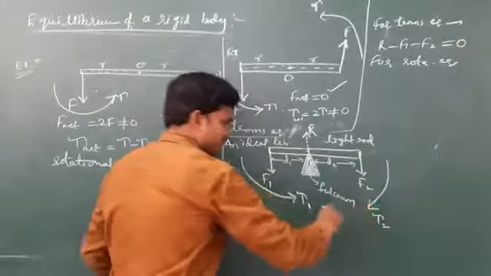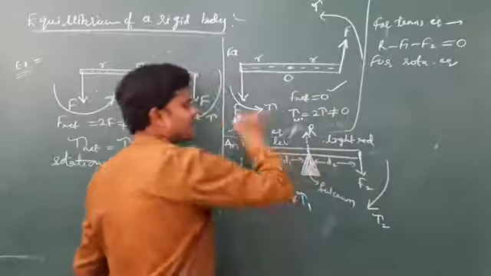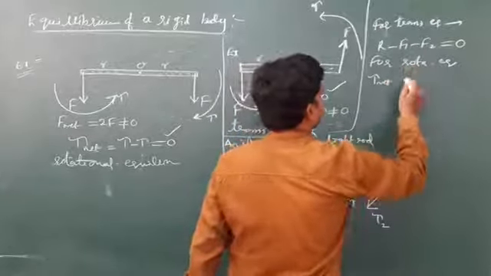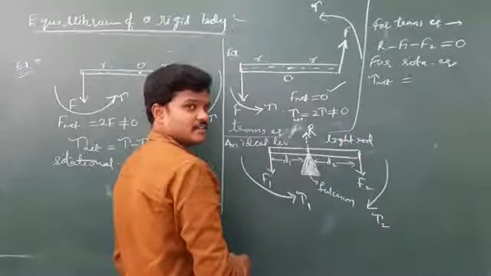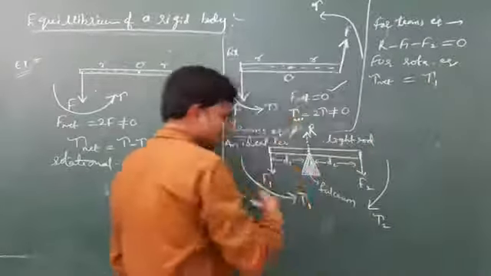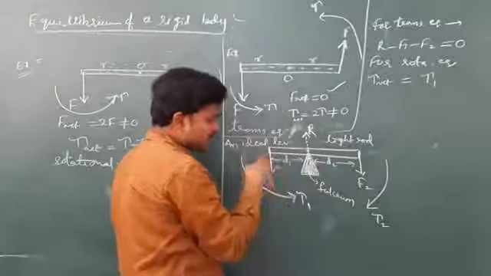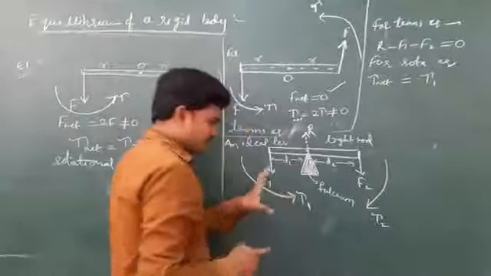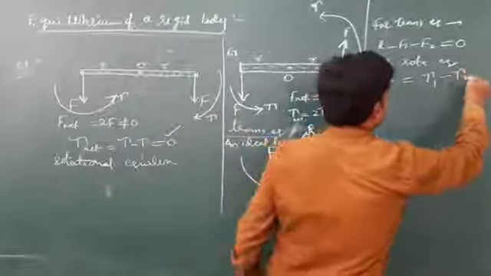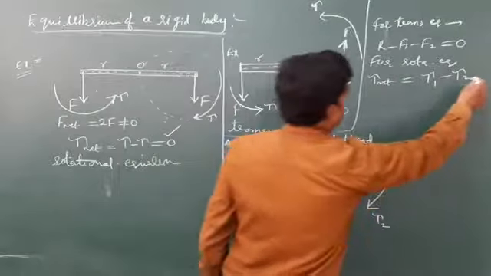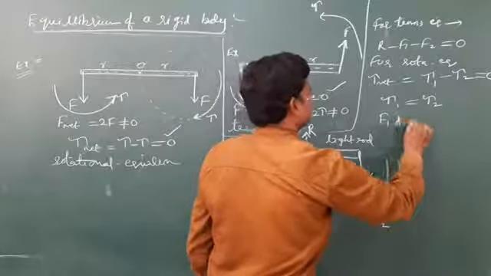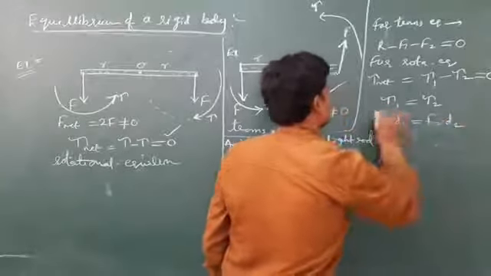Now, this will create a clockwise torque. This will create an anti-clockwise torque. Net torque is 0. One is anti-clockwise, the other one is clockwise. What is tau 1? Tau 1 is anti-clockwise, so positive, about this fulcrum. Understand correctly. Tau 2 is clockwise. Net torque is 0, so tau 1 is equal to tau 2. Tau 1 is F1 D1, and tau 2 is F2 D2.